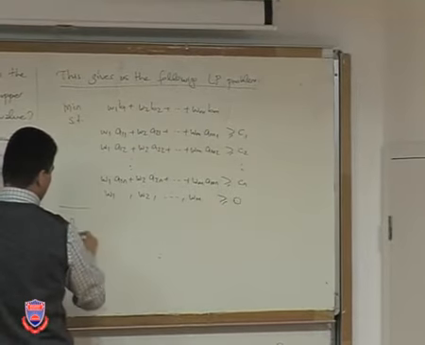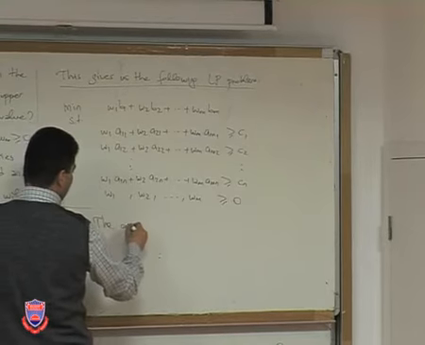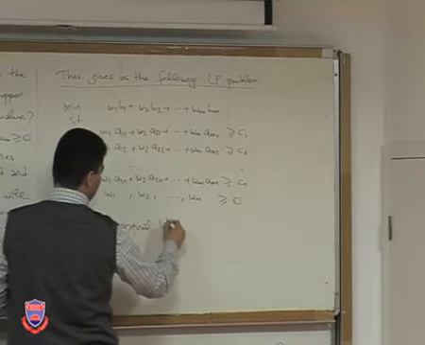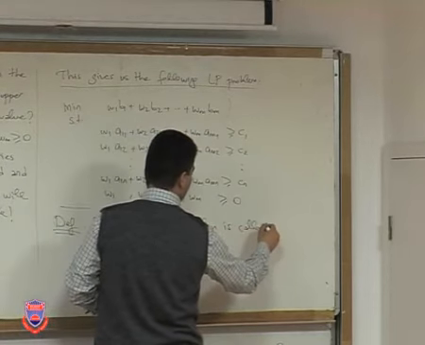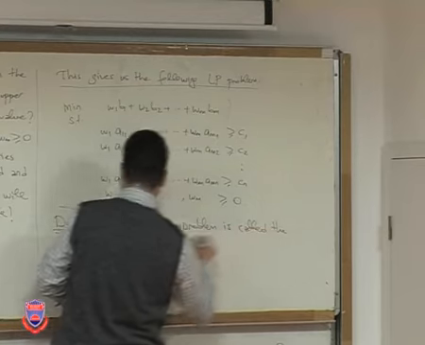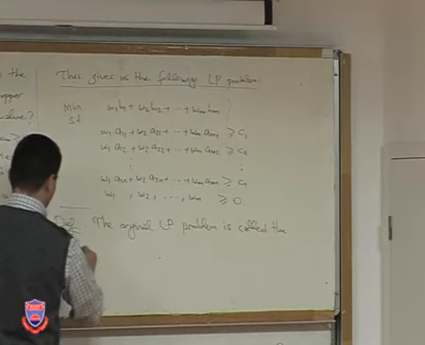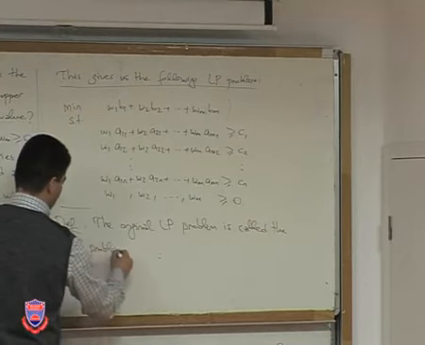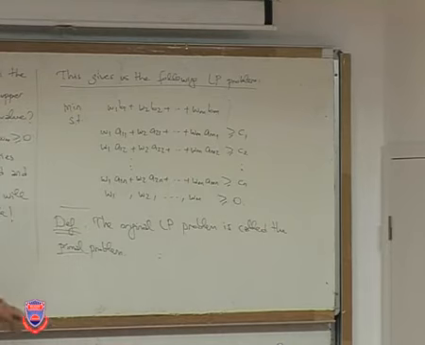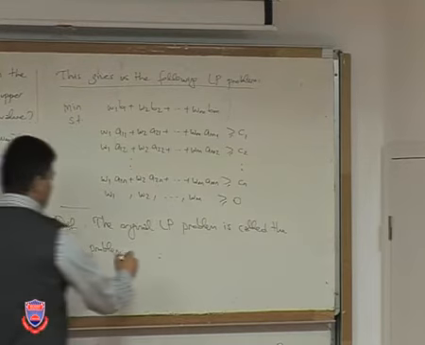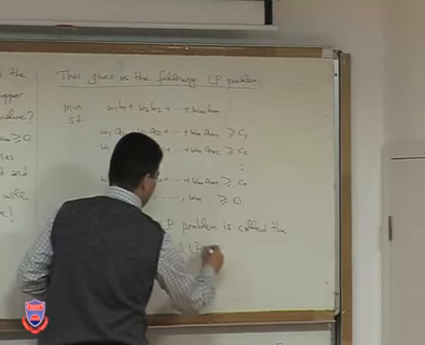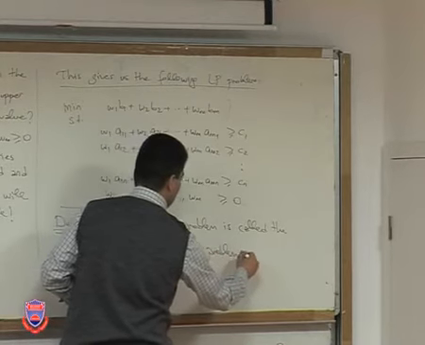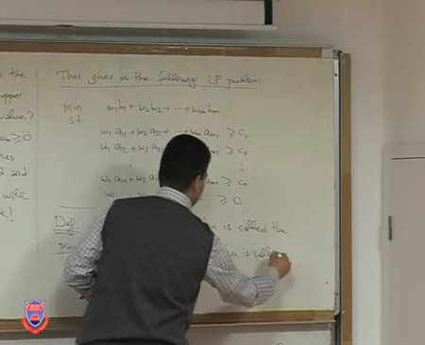So here comes the definition. The original LP problem is called the primal problem. The original basically means the maximization problem that I started with. And this final LP problem is called the dual problem.